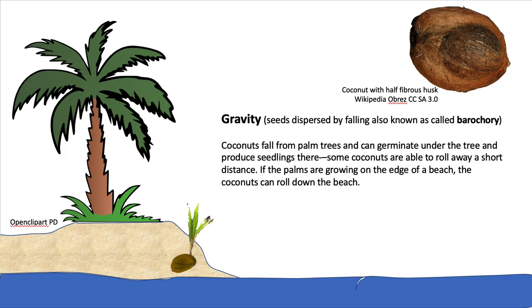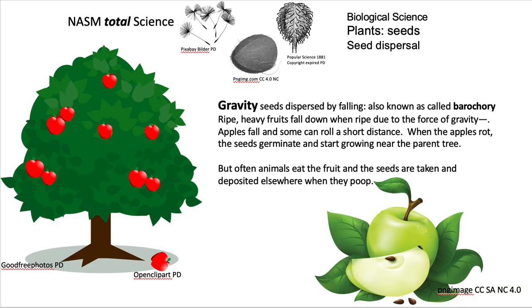And then we look at gravity, barochore, and for example, a palm tree dropping its coconuts down, and the seedling will grow there. And some rolling perhaps, and ditto with apples and other fruits, but of course they are often eaten as well after they've fallen and dispersed even further.